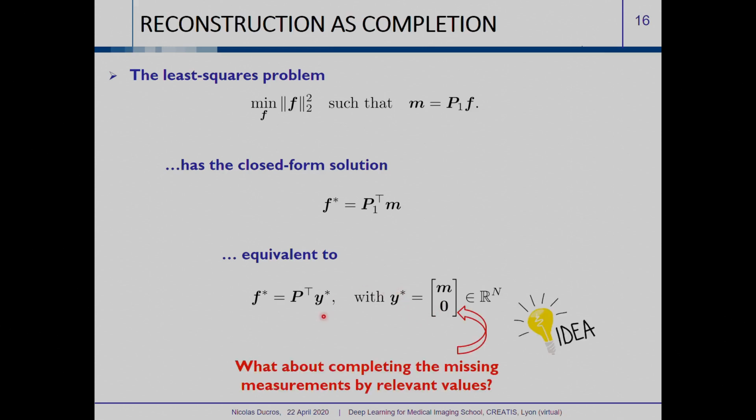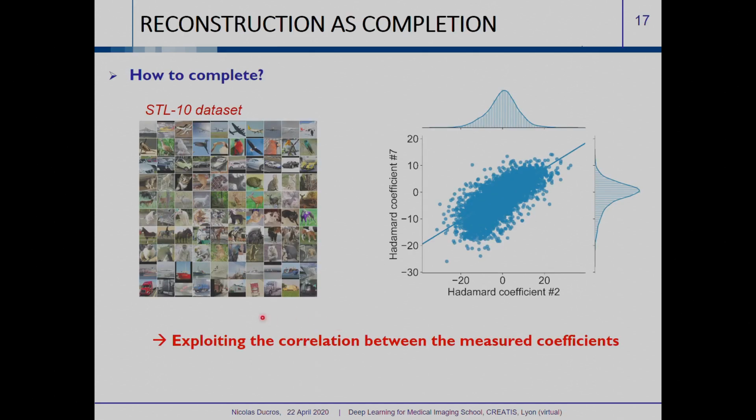The question is, what about completing the missing value here by some relevant values, and what does relevant here mean? To dig into this problem, let's have a look at the data. We considered a lot of images taken from the STL10 dataset. For each of them, we computed the Hadamard transform, and we plotted the coefficients of the Hadamard transform. And here I just plotted two different coefficients.